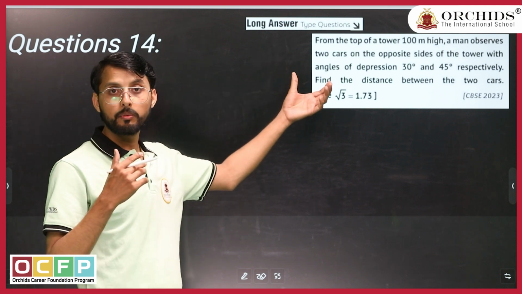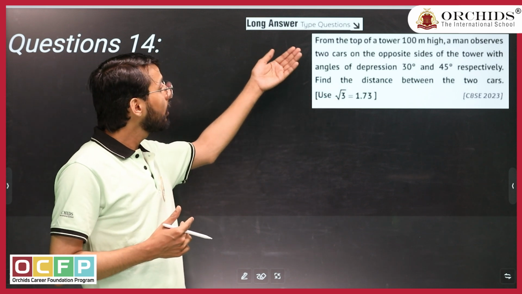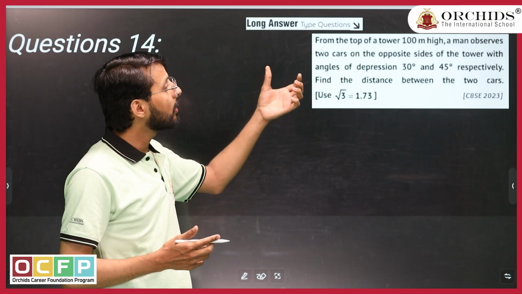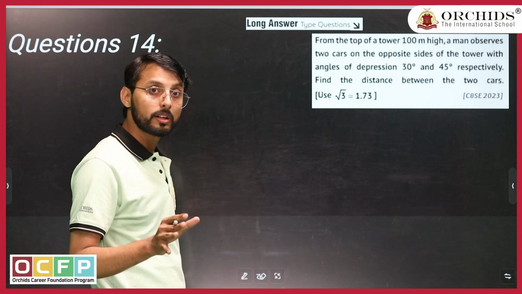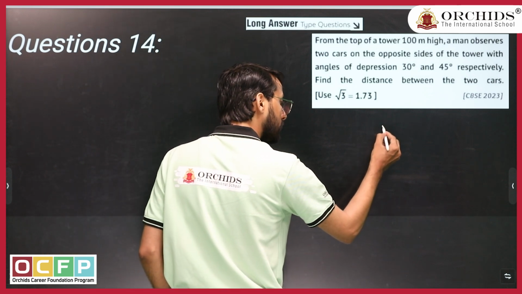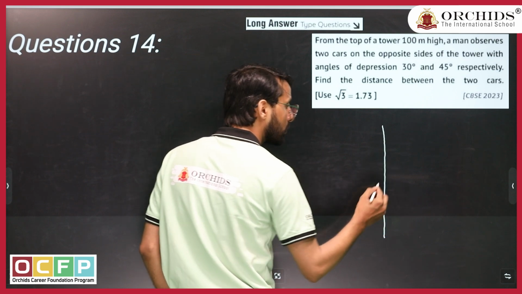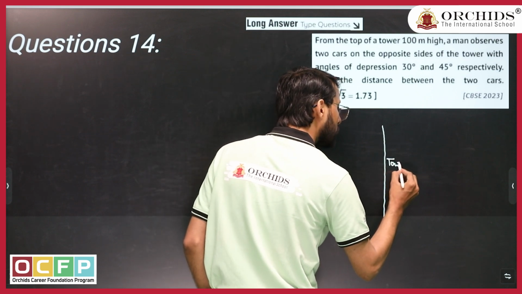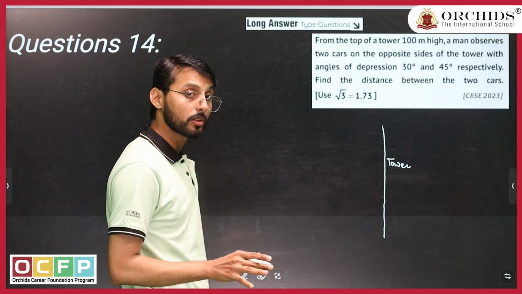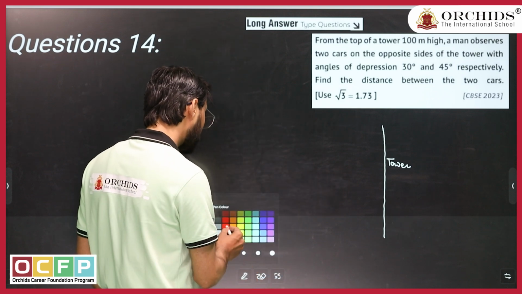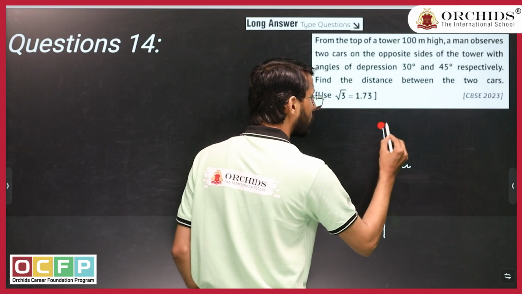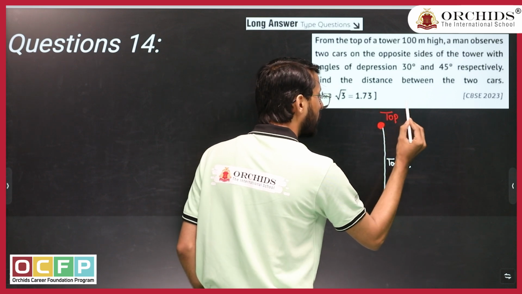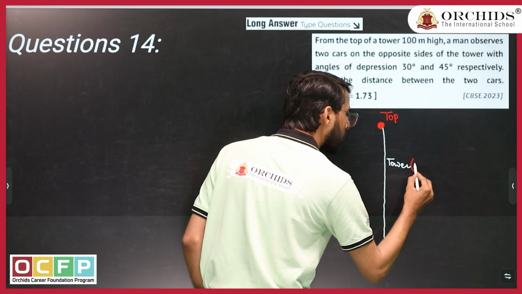What they have written, I am reading for you, you also read it. From the top of a tower 100 meters high. So it means read one line and draw the diagram first. There is a tower. So this is your tower. I am writing also; the same way you are going to write in your examination. From the top of a tower which is 100 meters high. So this part is the top of the tower, which is 100 meters high.